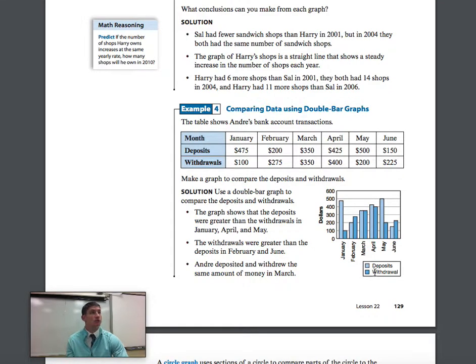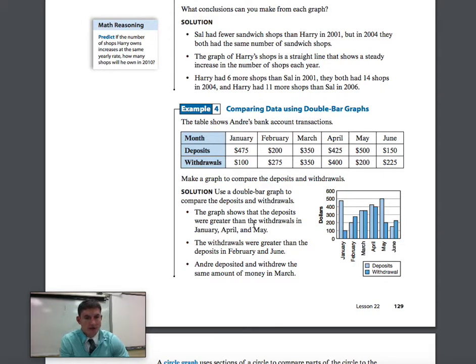Hopefully the money going in is more than the money going out, otherwise he's spending above his means. He's living too fancy a lifestyle in order to pay for the things that he has. He's spending all the money that he makes. He's not saving or investing any of that kind of stuff. Here in this case, it says make a graph, use a double graph to compare the deposits and withdrawals.